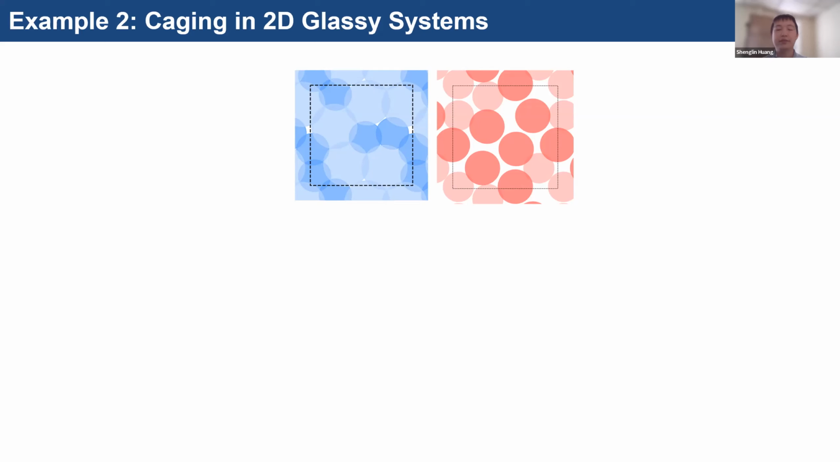Caging effect means for some 2D system, if the temperature is high, the system will behave like Brownian motion, but with some potential. But when the system is cooled down or the potential becomes higher, some particles will be trapped by their neighbors and it will be very hard to go through them. So it will feel like being trapped in a cage. That's why it's called caging.